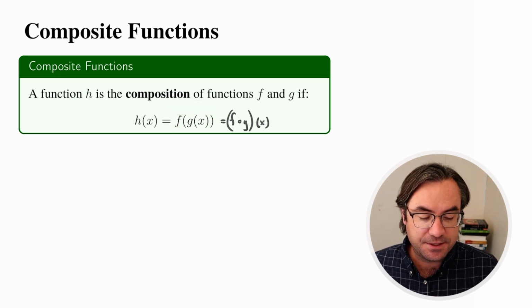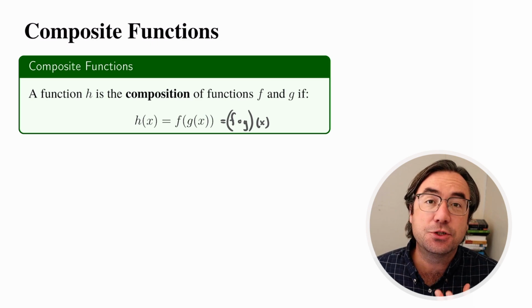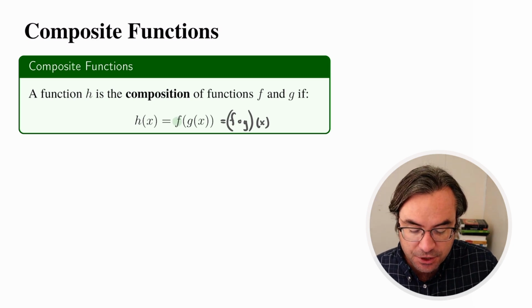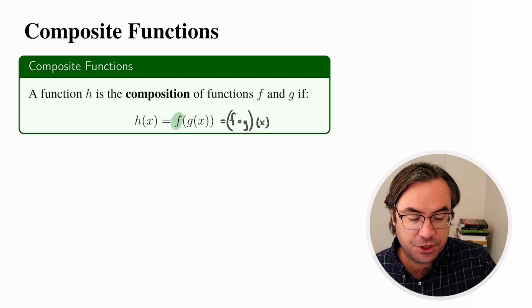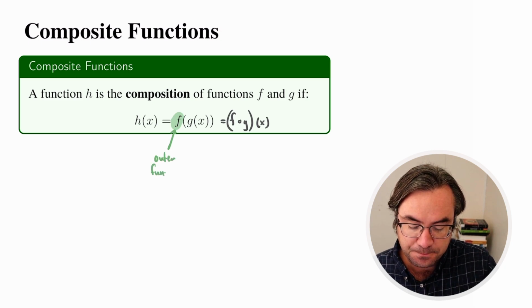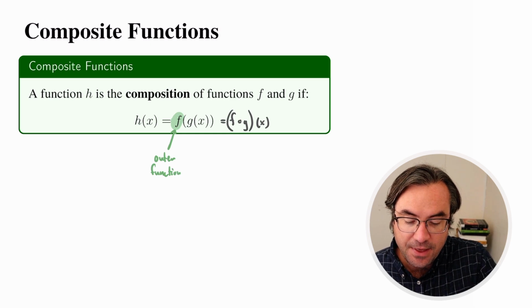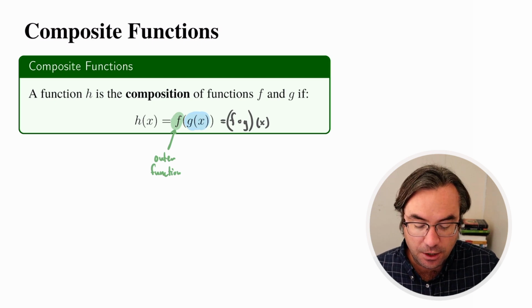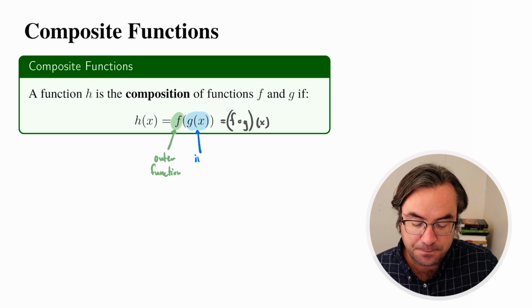So when we look at this, we're taking two functions and we're plugging one inside the other function. So there's going to be the outer function, which in this definition is f. So we're going to call this the outer function. And then there's what we're plugging in. So in this case, it's g of x. So we're going to call that the inner function.